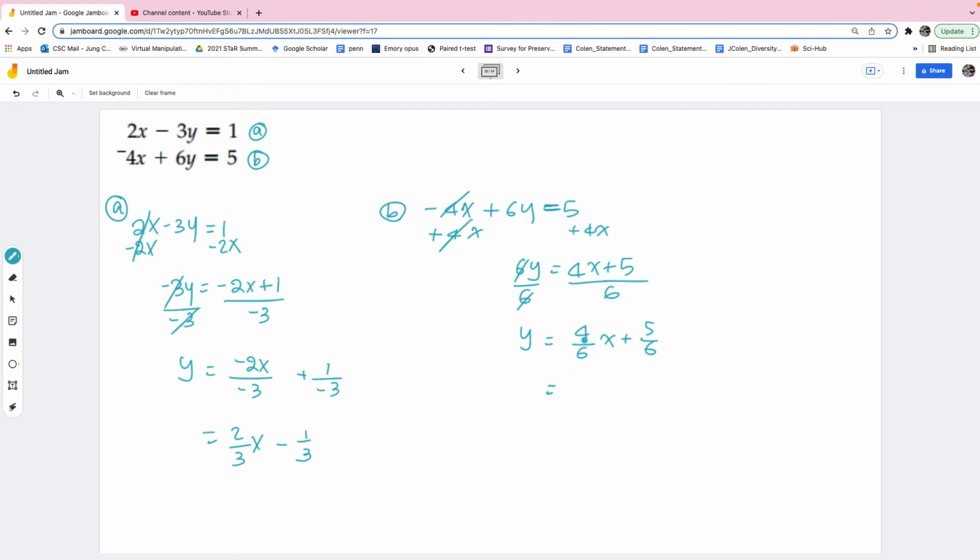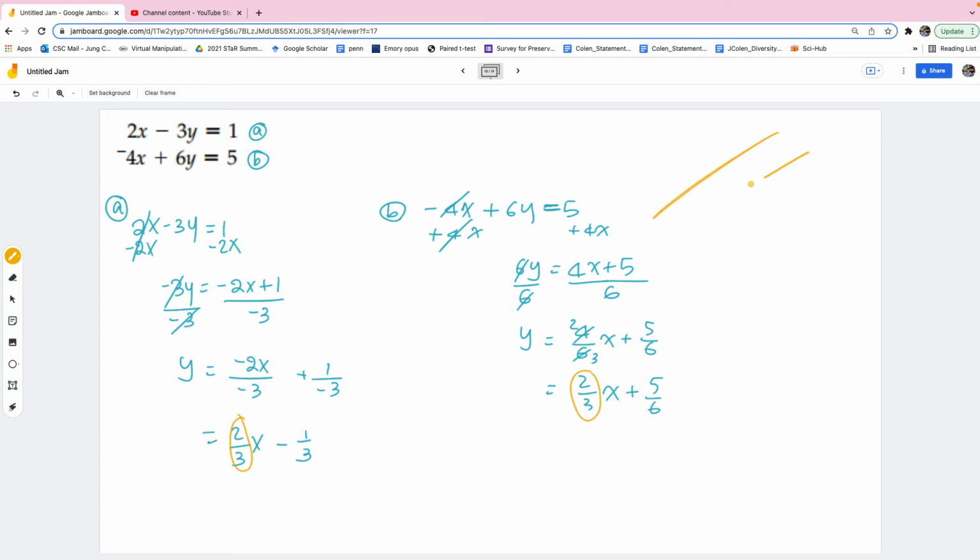So 4 over 6x plus 5/6. And we can simplify this to 2/3, because you can divide 4 by 2 and 6 by 2. So 2/3 x plus 5/6. Now we have both equations in mx plus b form, slope-intercept form, so we can compare the slopes. Let's compare the slopes: 2/3 and 2/3. Slopes are equal.